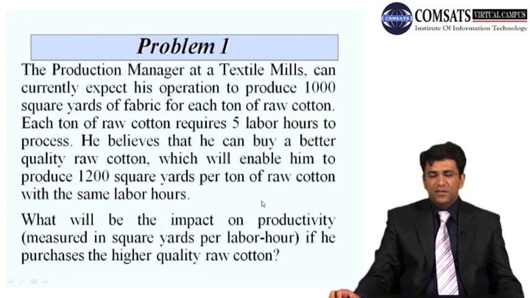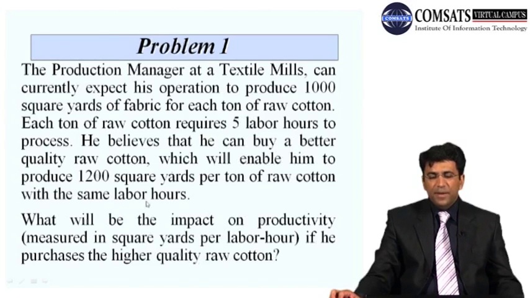Now students, we will discuss different examples of how we can actually calculate productivity in different practical scenarios. The production manager at a textile mill can currently expect his operation to produce 1000 square yards of fabric. Now students, what is 1000 square yards of fabric? This is actually the output. It requires 5 labor hours to process. So 5 labor hours is your input. That is, the labor hours will be taken as input.